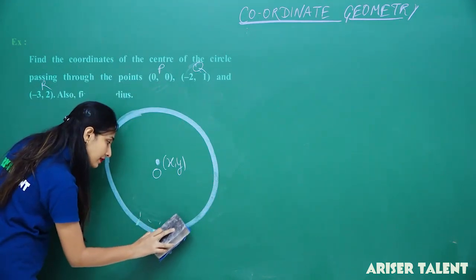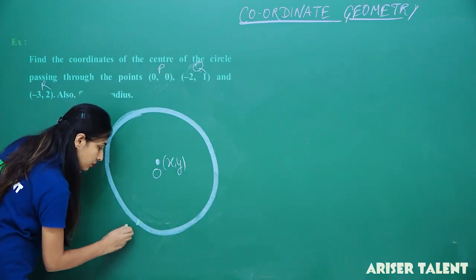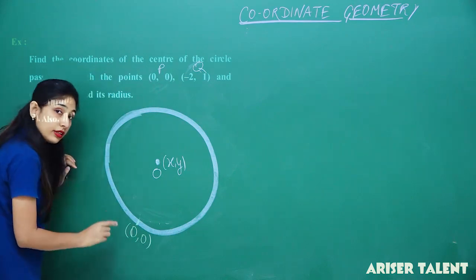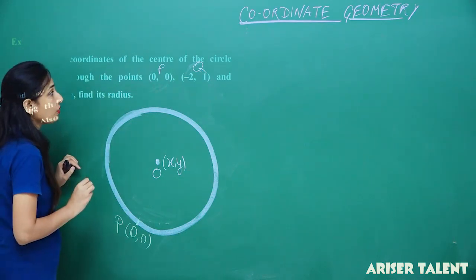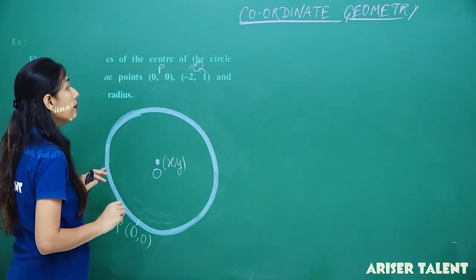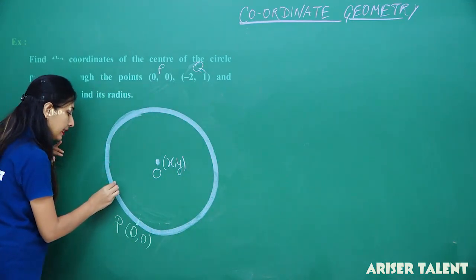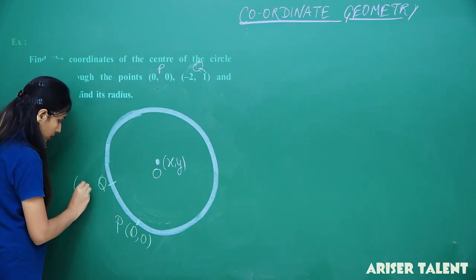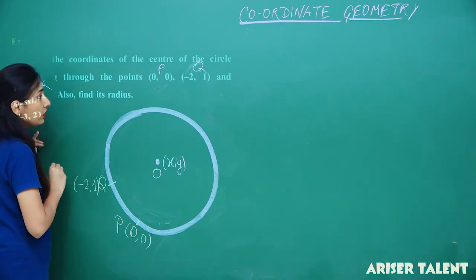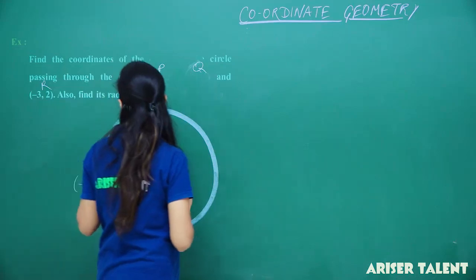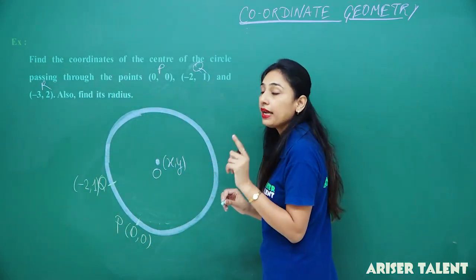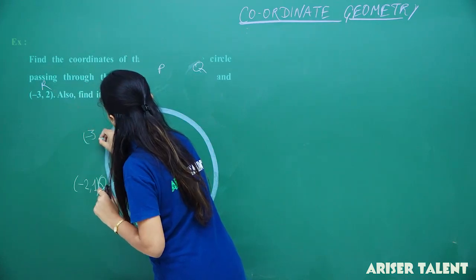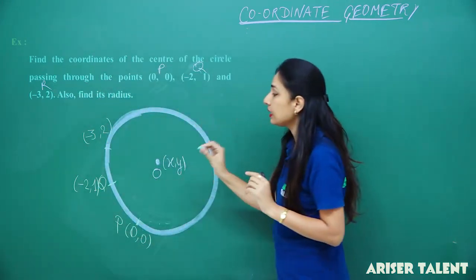Okay. Why? Because I have to draw the radius also. So P is at the origin, P equals 0, 0. Now the second point, minus 2, 1. So here is a point Q, which has minus 2 and 1. Now the third one is minus 3 and 2. So let's suppose it's here, minus 3 and 2. So these are the 3 points.